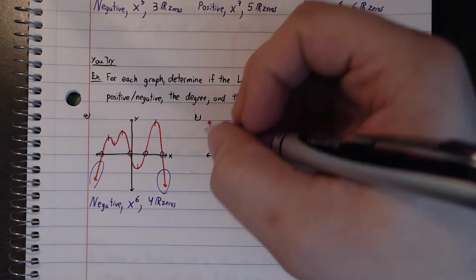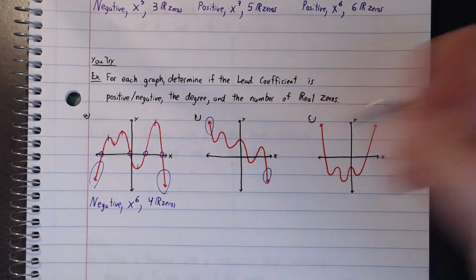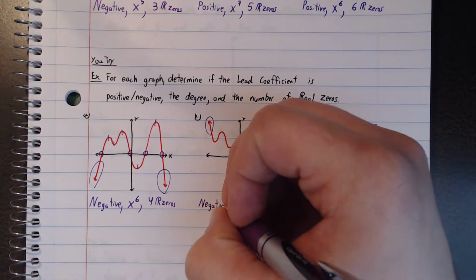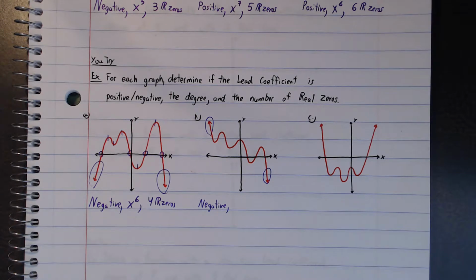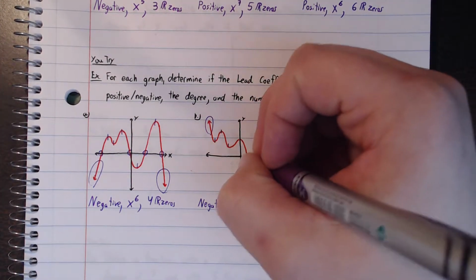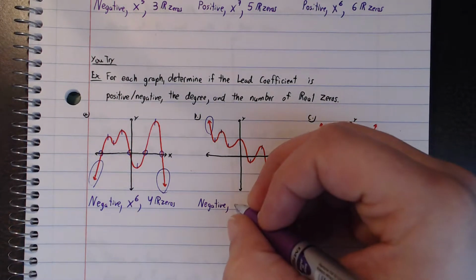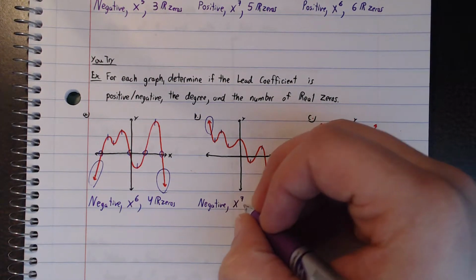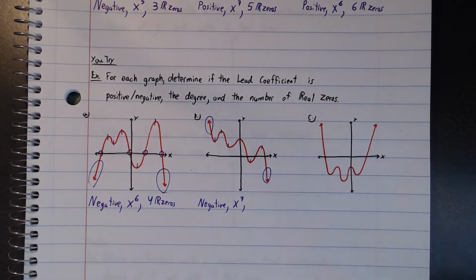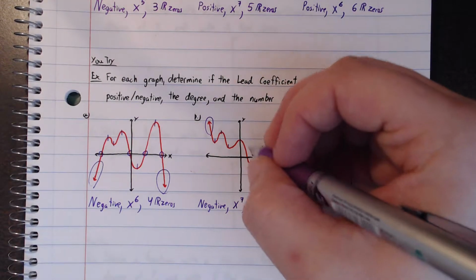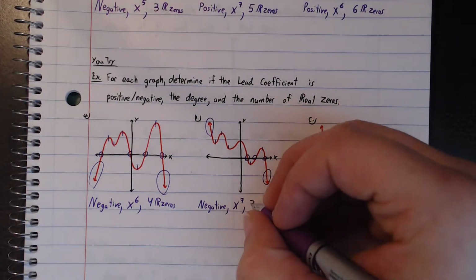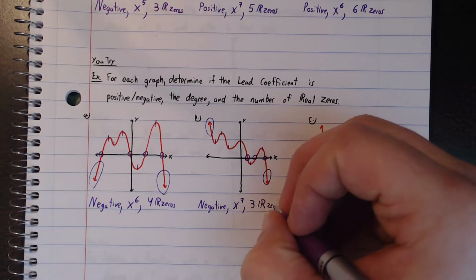Your second problem, you start positive, you end negative. That gives us a negative lead coefficient. I'm going to check my turning points. 1, 2, 3, 4, 5, 6. So we want x to the power of 7. Right? It's 1 less than turning points. And how many times does this cross? Well, it doesn't cross at all here. It crosses once, twice, 3 times towards the end. So it has 3 real zeros.